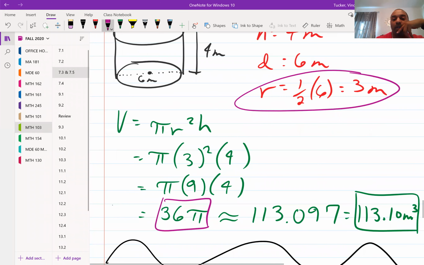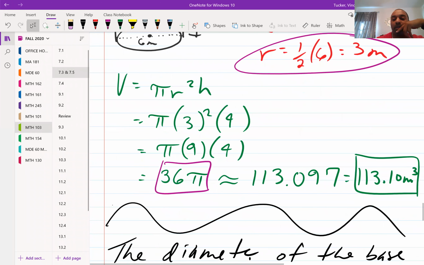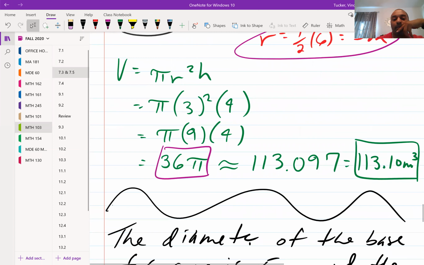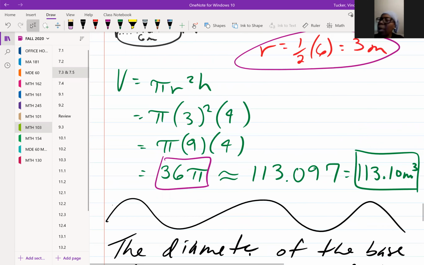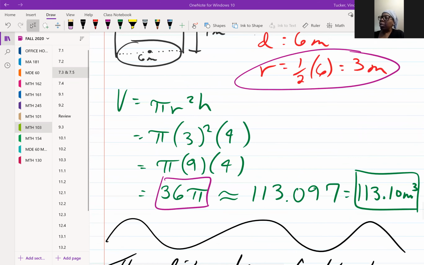Any questions? Everybody good with that? Excuse me, Professor. Yes. How did you get 113.097? I got stuck. I threw that in the calculator. What did you multiply? 36 times... Yeah, what? 36 times pi. Times who? Pi, this symbol right here.